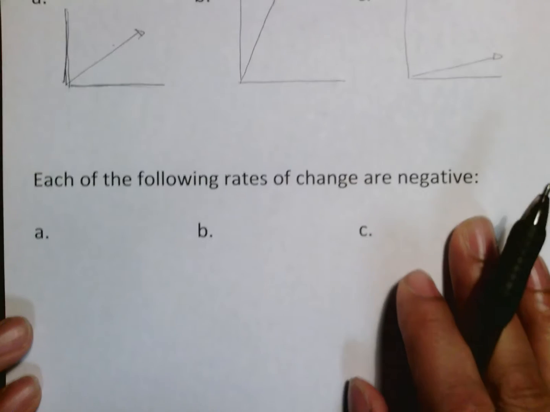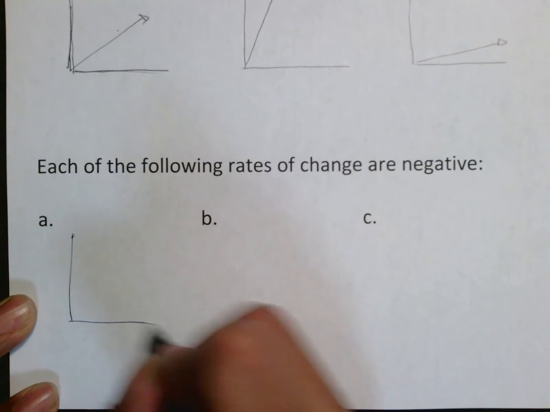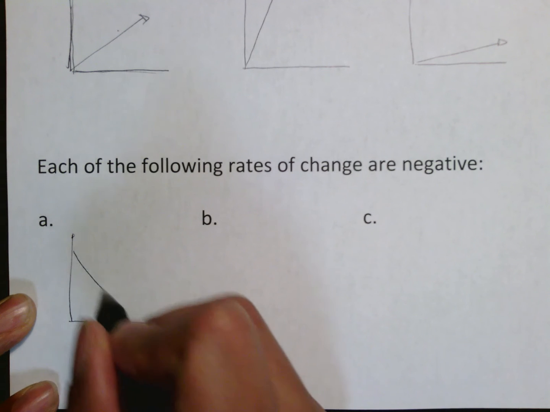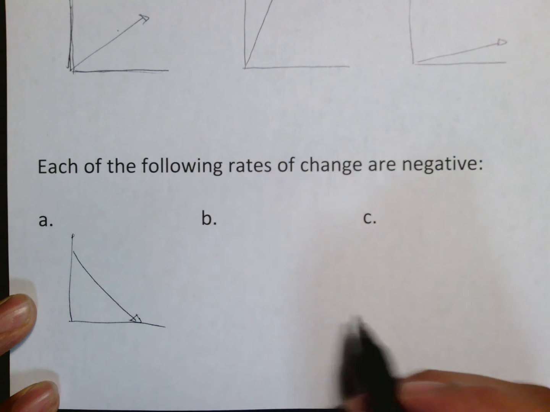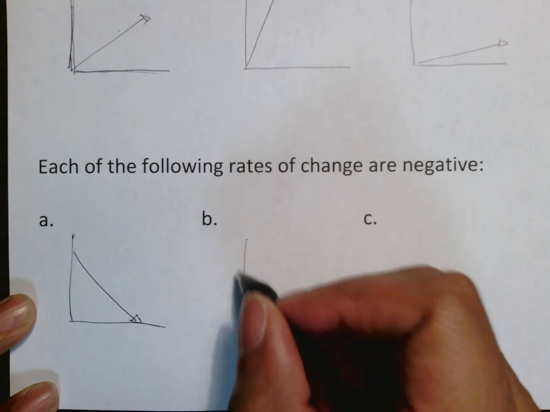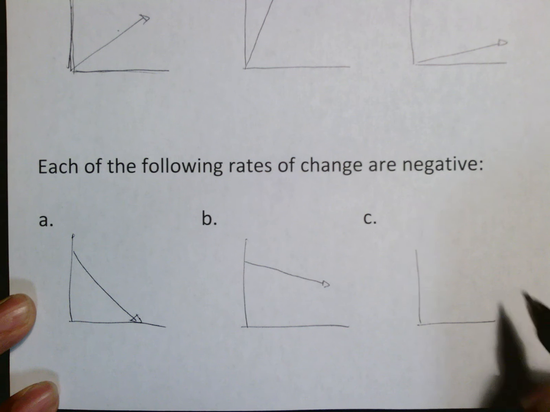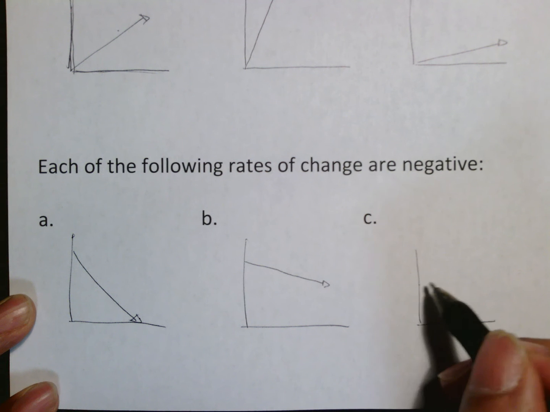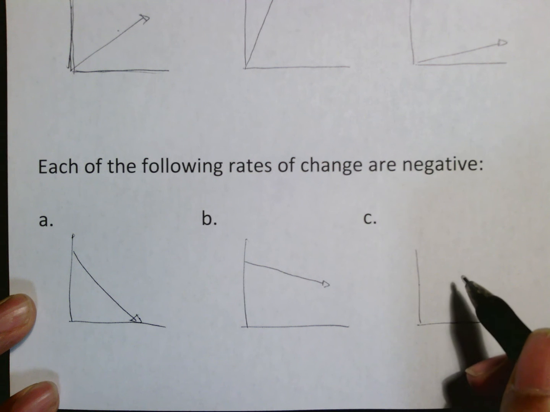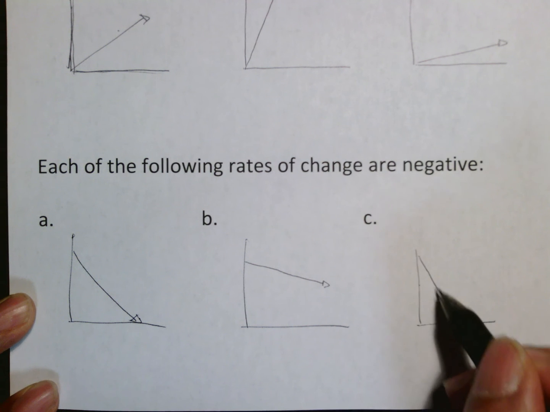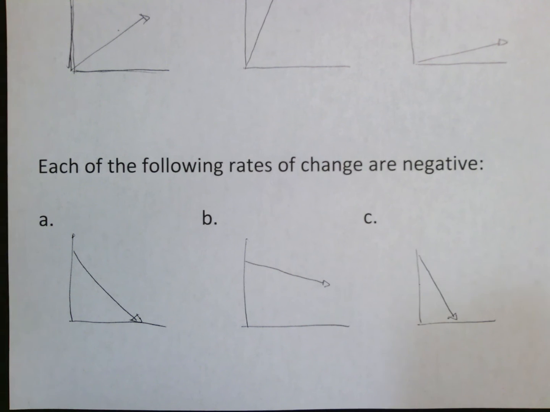Each of these next ones I'm going to draw are all negative. Again, if this is the grid, this would be a negative rate of change. If this was the grid, this would be a negative rate of change. Same thing, if this was your grid, I'm trying to find something in the middle, more sharp, a negative rate of change.